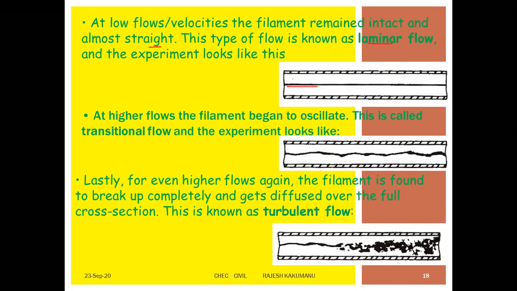When at higher flows, the filament began to oscillate. So whenever the velocity, whenever the discharge is medium, what happens is the filament flow, the dye, slowly, after going some distance in a straight line, slowly begins to oscillate. This type is known as transition flow, and the experiment looks like this.